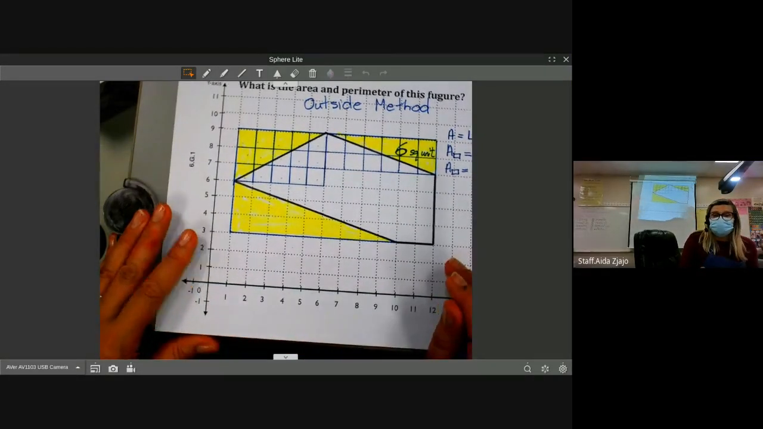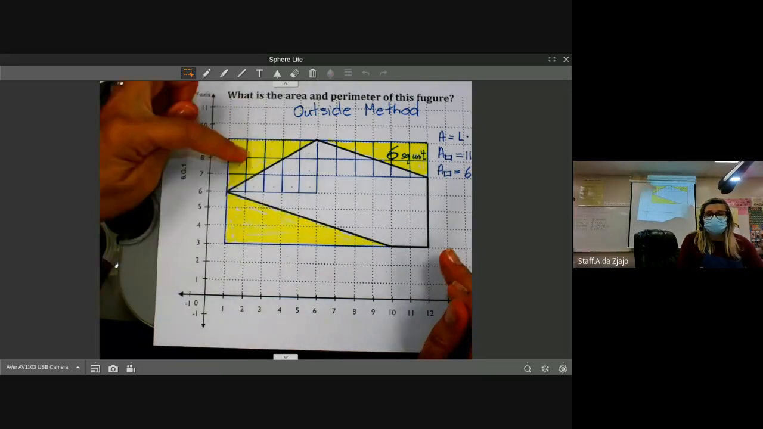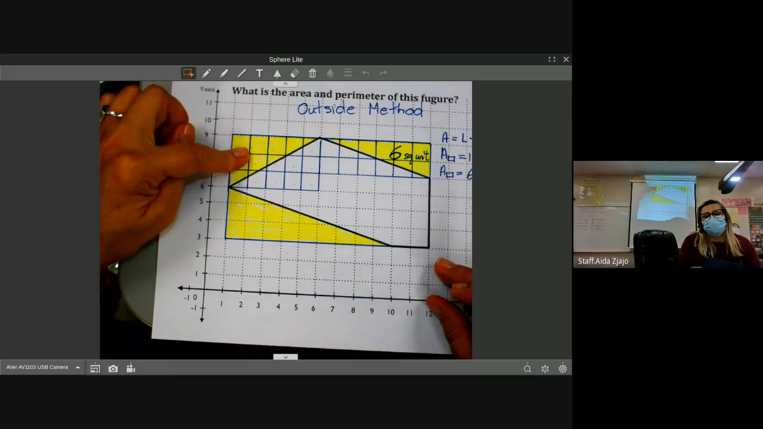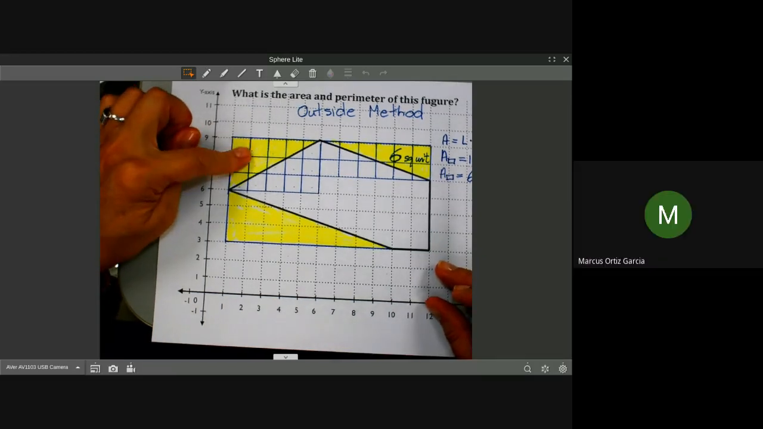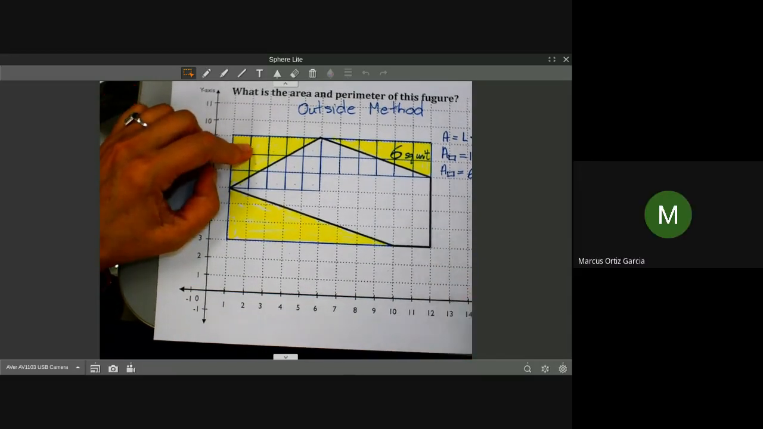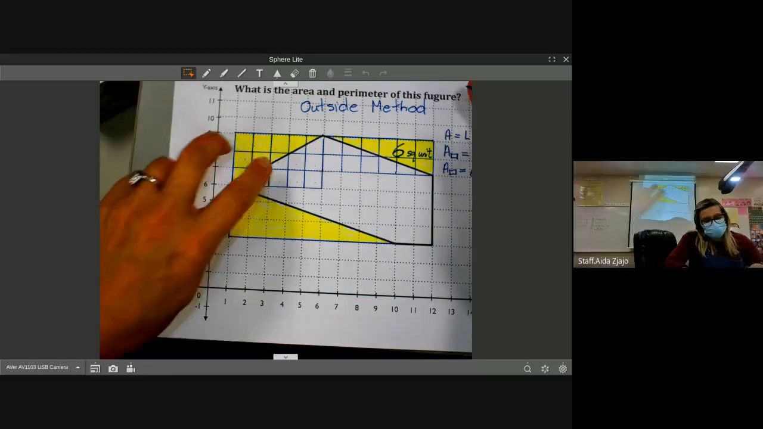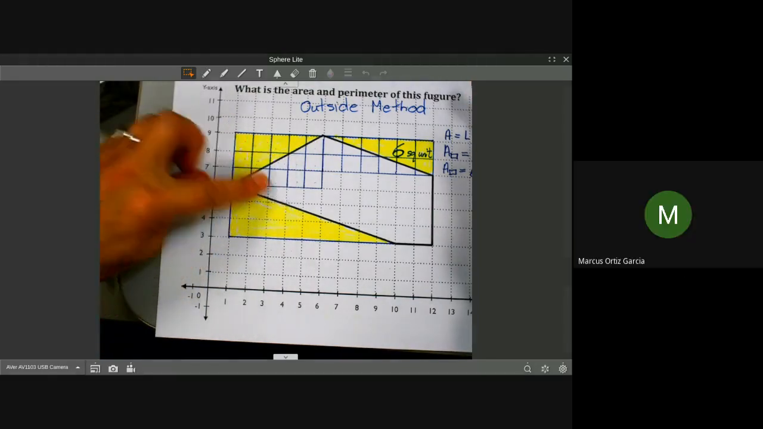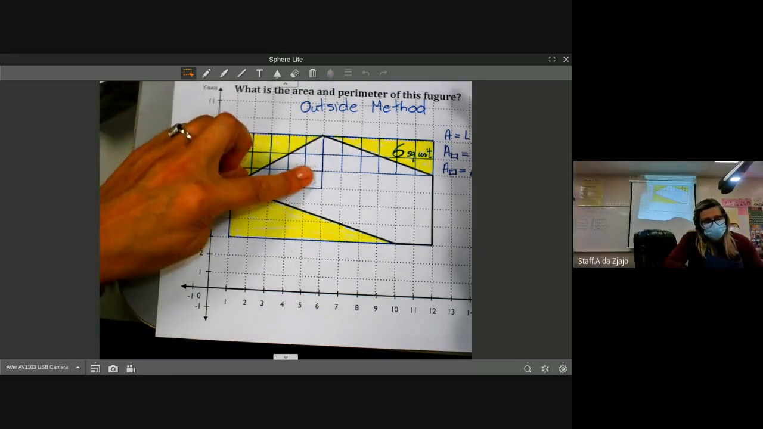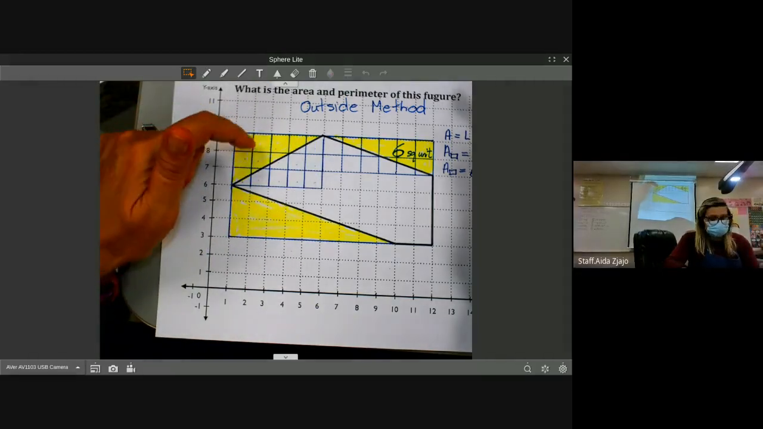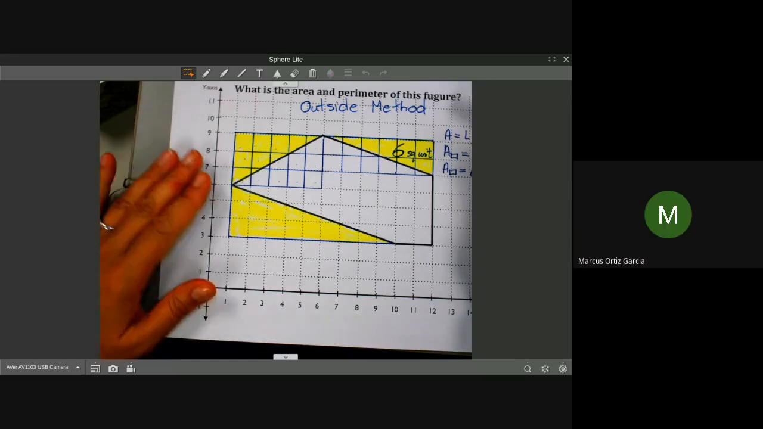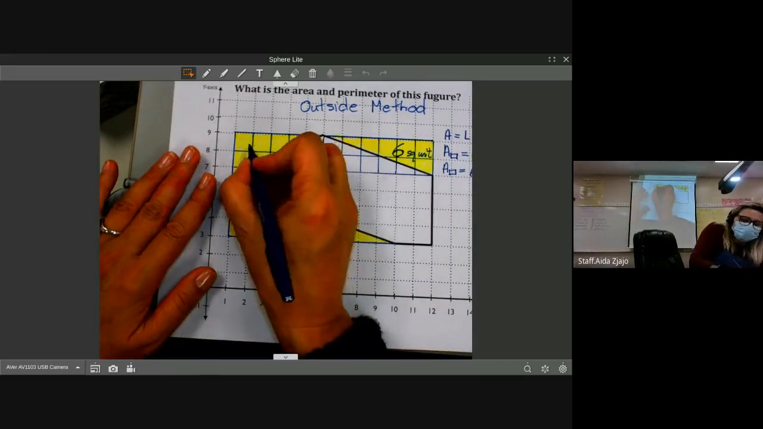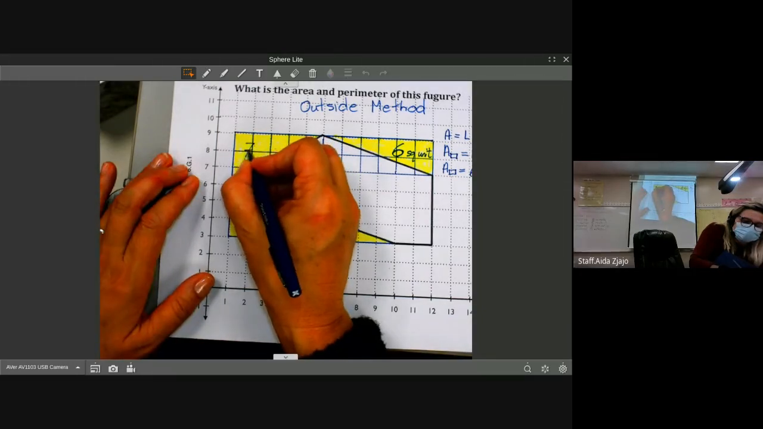Absolutely. But is that the area of this yellow triangle? What is the real area of this yellow triangle? If these two triangles are the same size, and the whole is 15, what would be half of it? What would be one triangle? 7.5. Yes, Marcus, 7.5.